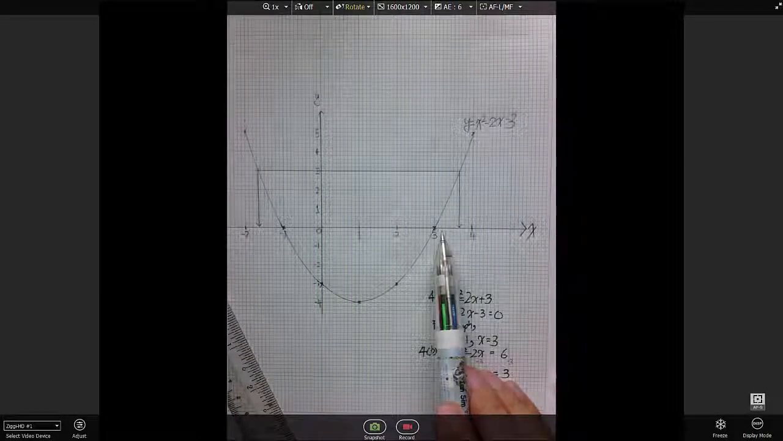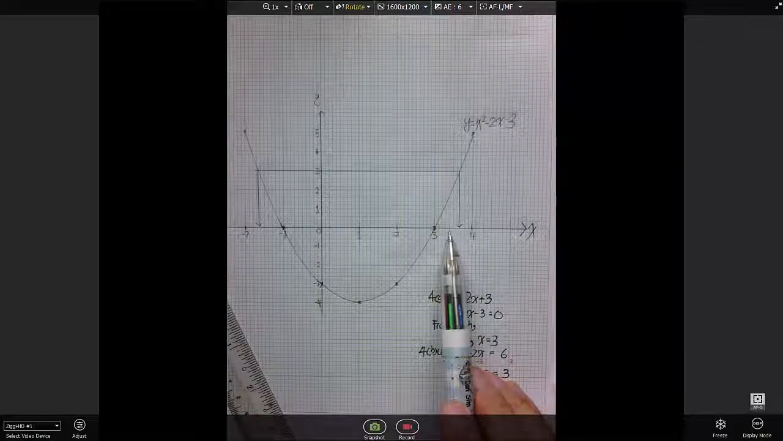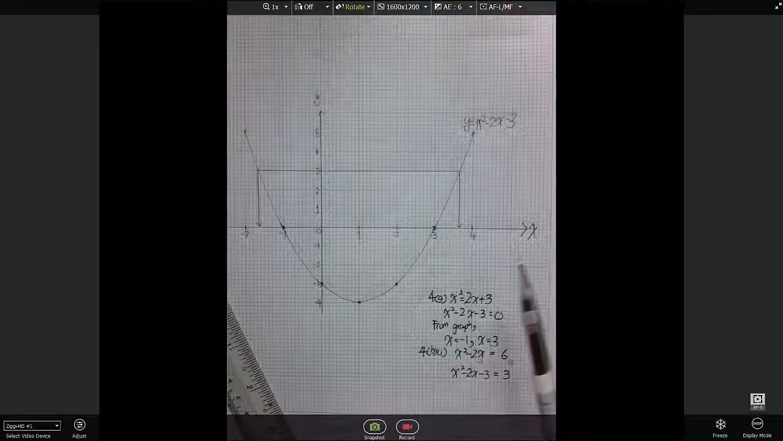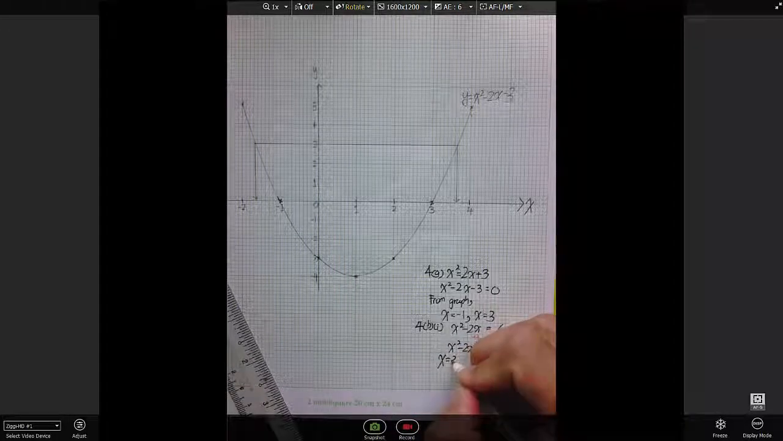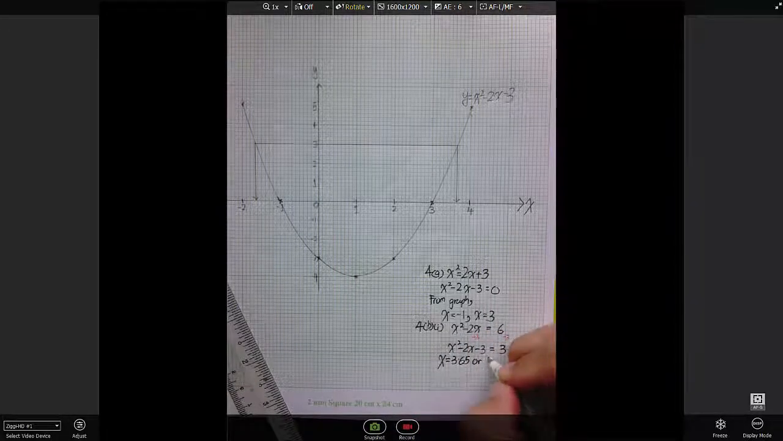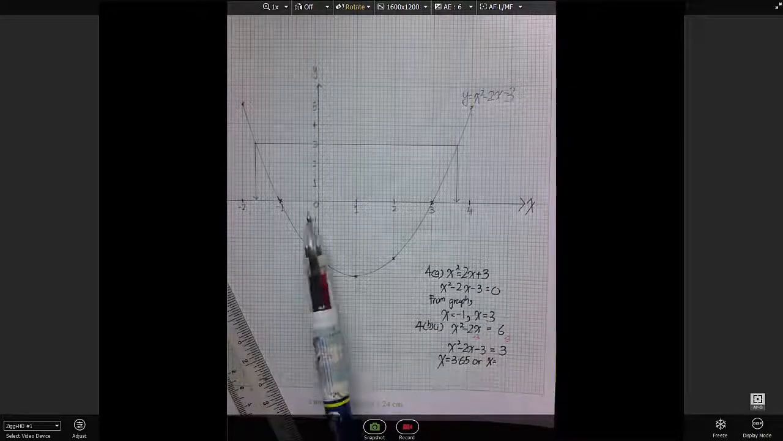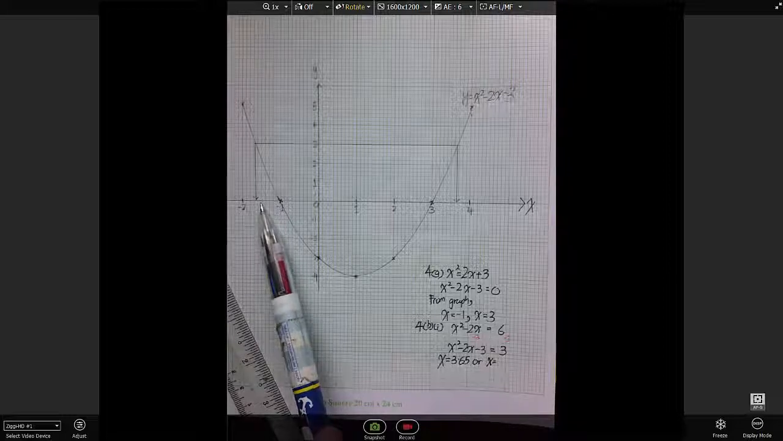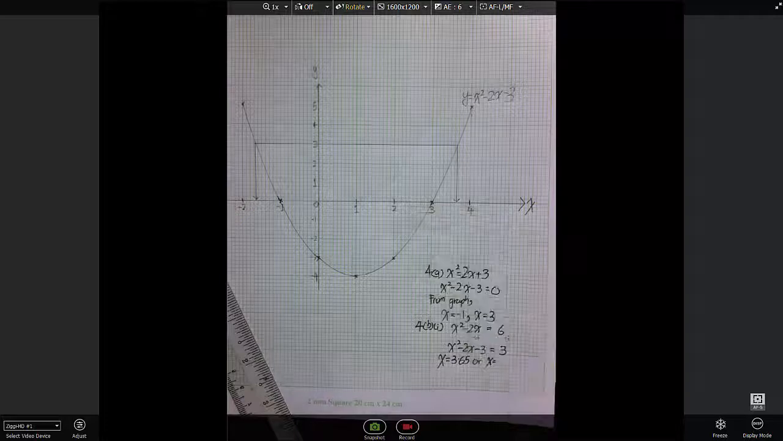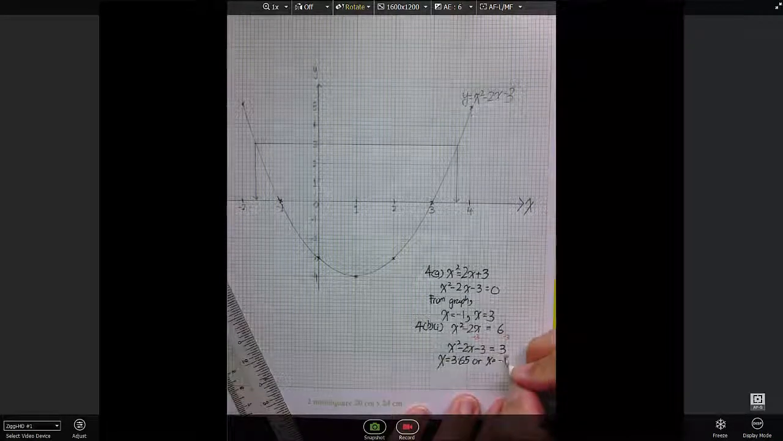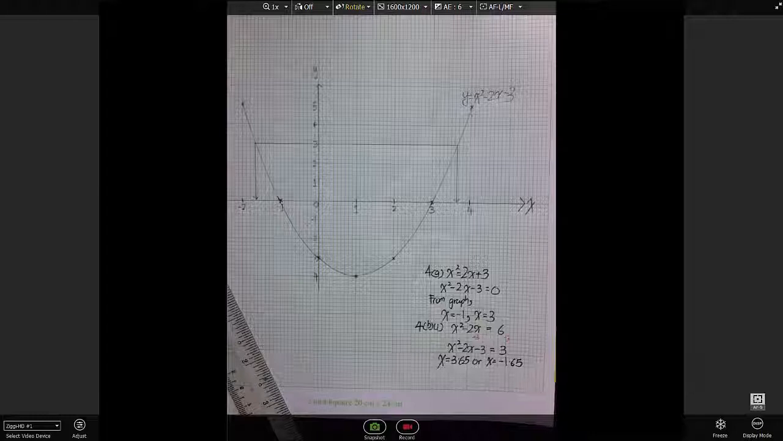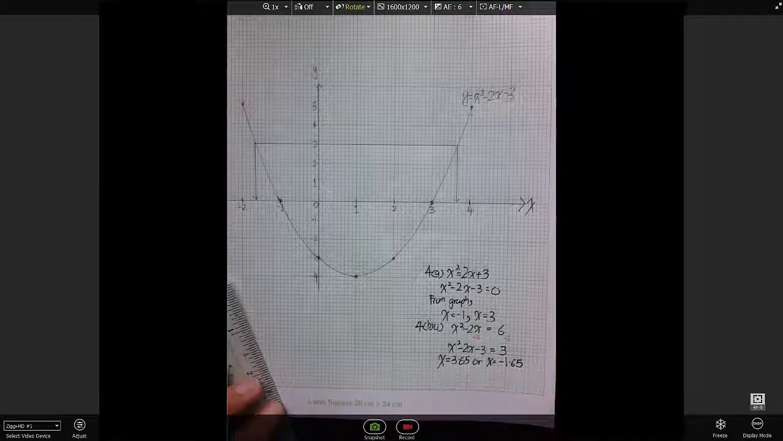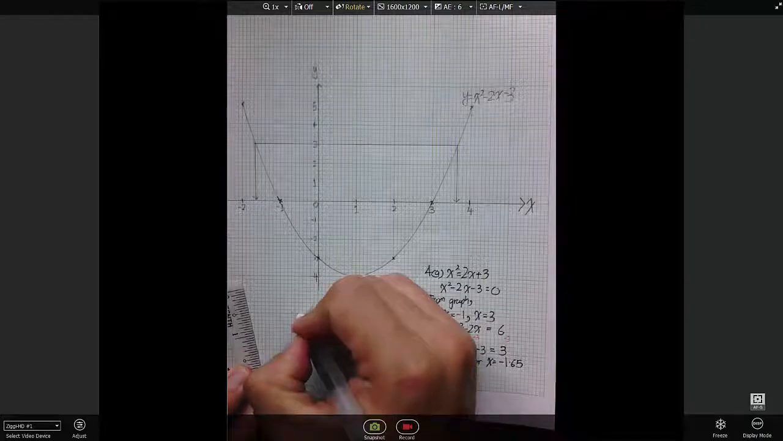So here is 3.1, 3.2, 3.3, 3.4, 3.5, 3.6. Between 3.6 and 3.7 is 3.65. So I write down my first answer. x is equal to 3.65. Or, notice that there's another answer over here. I read -1.1, -1.2, -1.3, -1.4, -1.5, -1.6. Here is -1.65. So my x value is -1.65. Alright. Now, notice I've run out of space already, so I shall move down here.